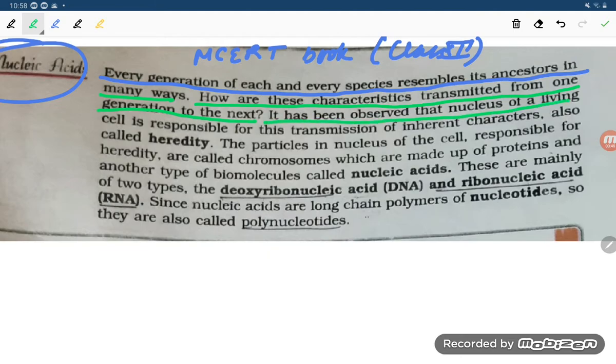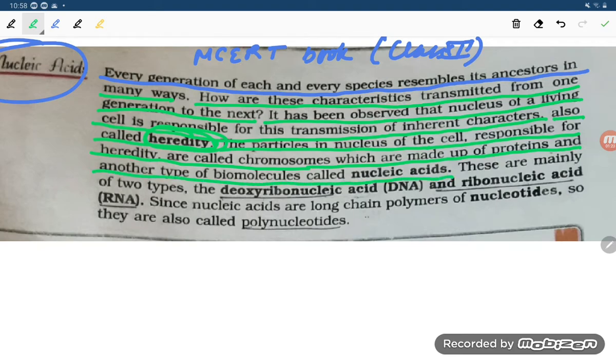It has been observed that the nucleus of the living cell is responsible for the transmission of inherited characters, also called heredity. Characters get transmitted from one generation to another. The particles in the nucleus of the cell responsible for heredity are called chromosomes, which are made up of proteins and another type of biomolecule called nucleic acid. The material responsible for the transmission of characters from one generation to another is known as nucleic acid.